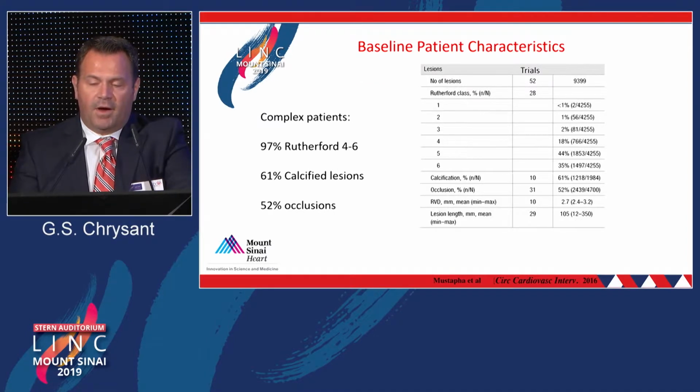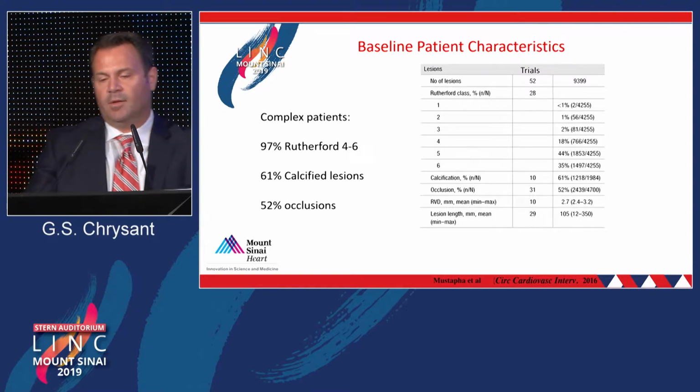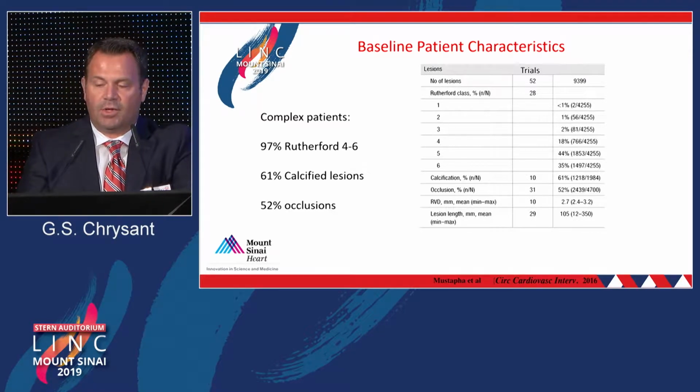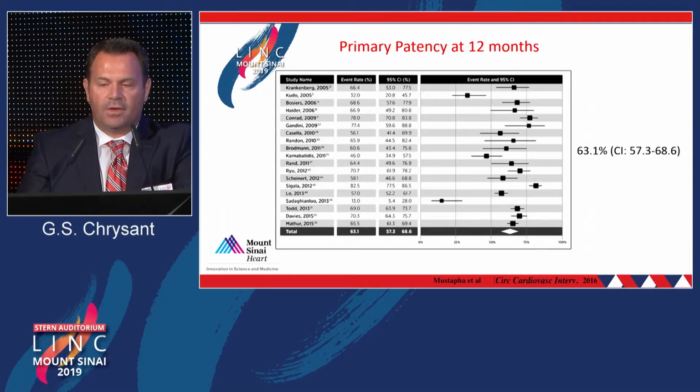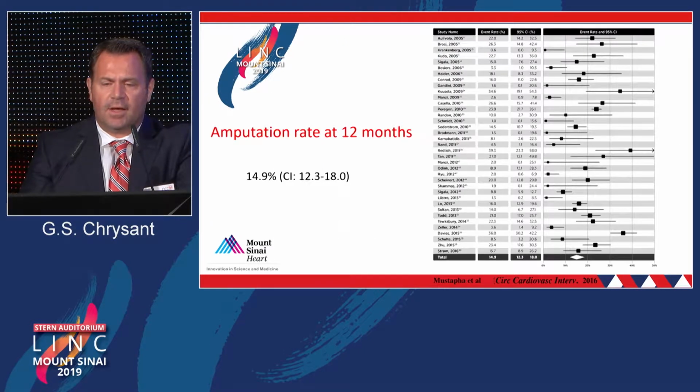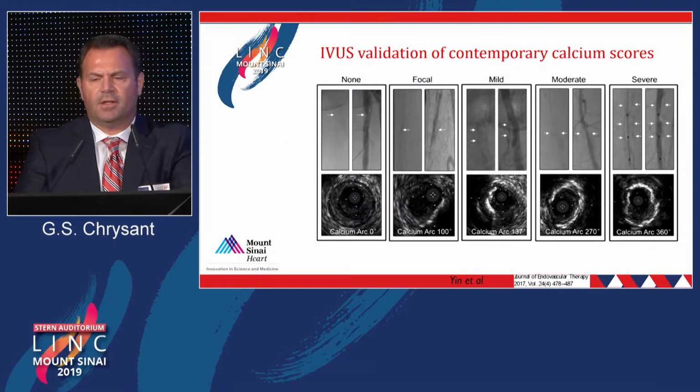And then are there adjunctive techniques that help? So Fadi's group did a great job of looking at the complexity of BTK disease in this publication. And to no one's surprise, these are very complex patients. Lots of Rutherford 4 through 6, lots of calcium, lots of occlusions. And the reason why that's important is you have to know going into it that we're still not where we want to be. Primary patency at 12 months is 63%, and this is like 52, 53 studies they looked at, and the amputation rate is still not where we want it to be. So there's a significant challenge.